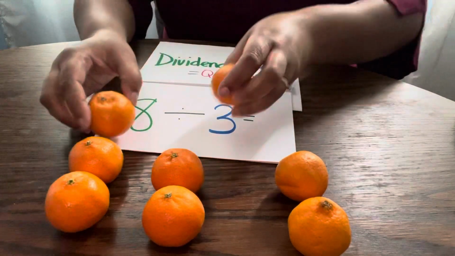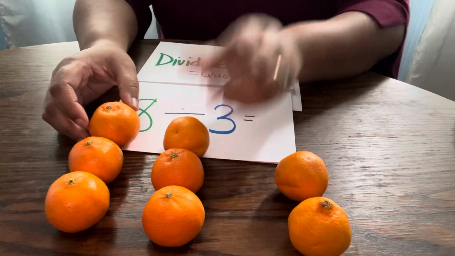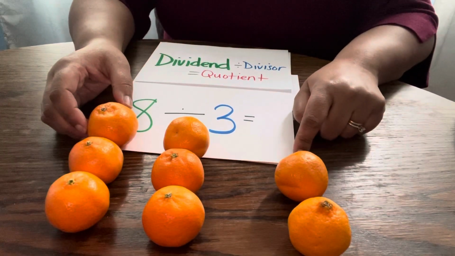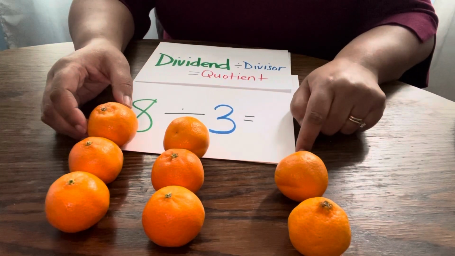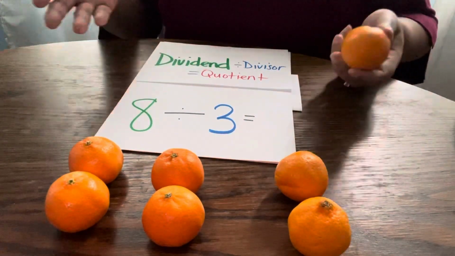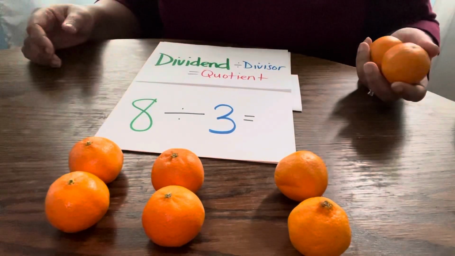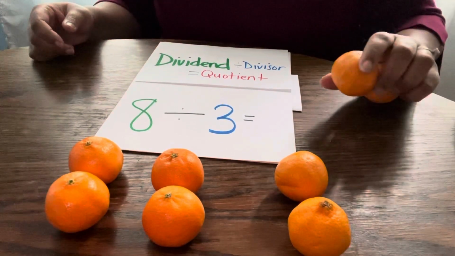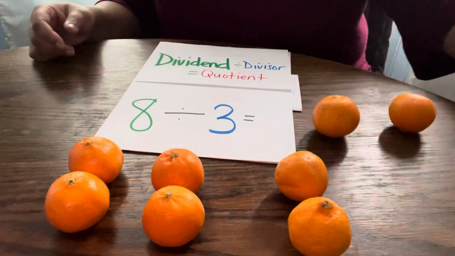If I put those 2 into a group, you notice that this one doesn't have an equal amount. Division is all about equal groups. So I can't add 2 more tangerines because each of my groups won't have an equal amount. So these are what is called a remainder. This is what's left over. I can't break this into an equal group.